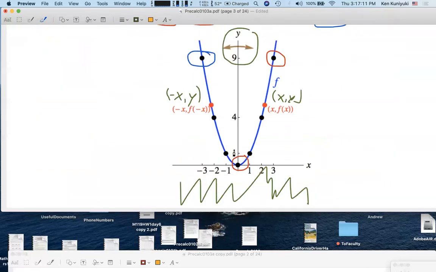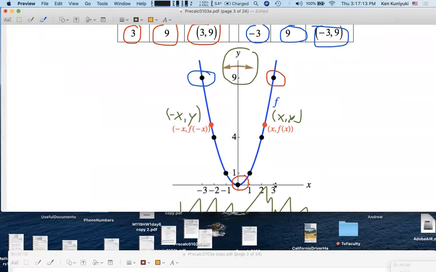So for example, at x equals 3, we got a function value that was positive 9. But at x equals negative 3, we got that same function value, or y-coordinate, of positive 9. Opposite x-coordinates in the domain yield the same y-coordinate.